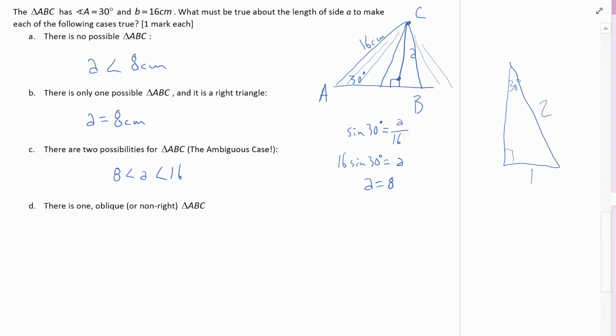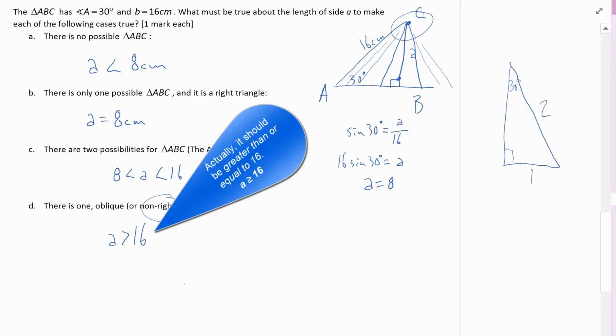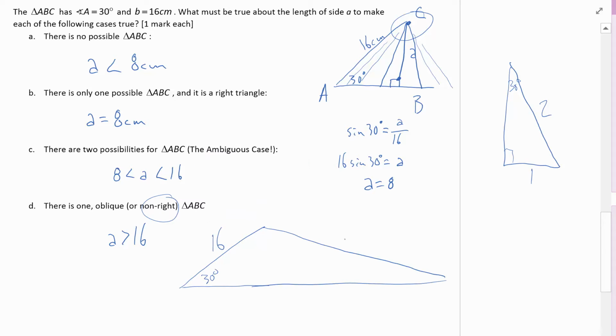So A has to be less than 16, but greater than 8. And then going on further, there is one triangle. I suppose actually there is the possibility that it could have a right angle up here at C. That's not what I was referring to. I just meant that there is one triangle now larger, and this would be the case where A is greater than 16, because then you would be looking at something like this, where A is really long and stretched out that way. So you've still got 16 and 30 degrees here, and now A is something large like 30, 40, etc.